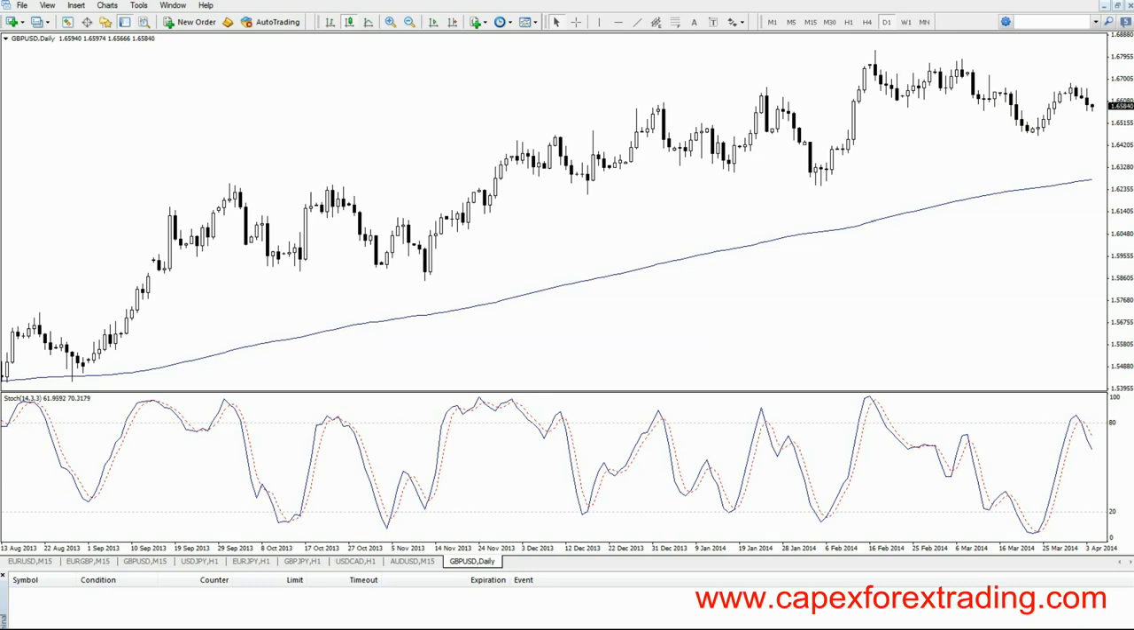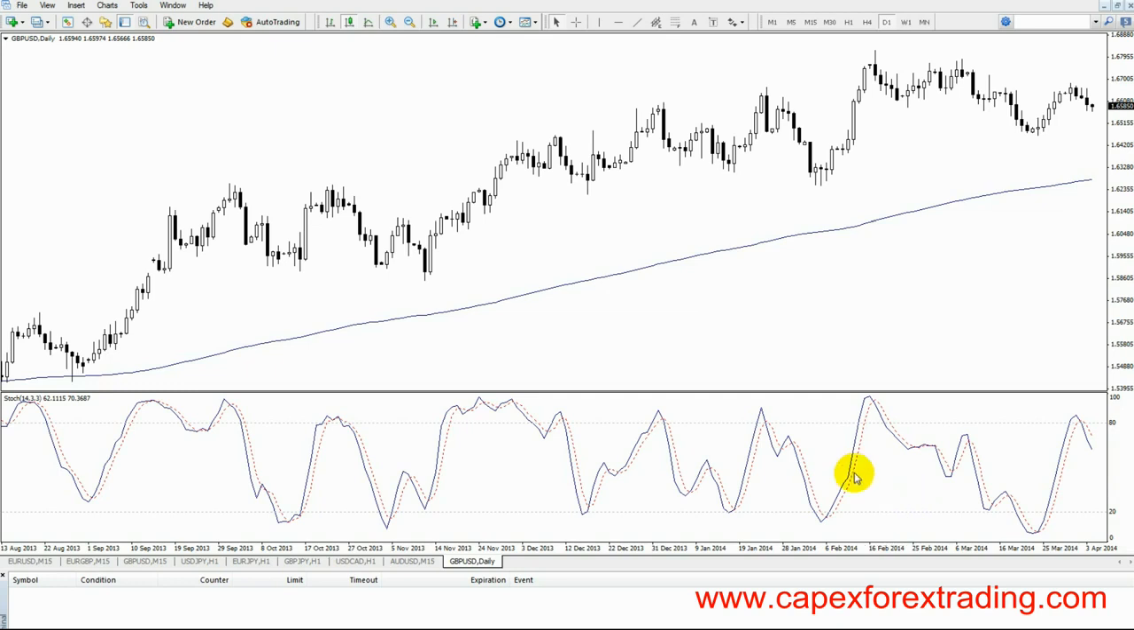Now you will see on the right hand side here a vertical scale that ranges from 0 to 100. But you will also see a couple of levels emphasized. Those levels are 20 and 80. And to simplify everything, when the stochastics indicator is above 80, that means that the trend is overbought. And when it's below 20, it means that the trend is oversold. However, we do get a lot of false measurements.